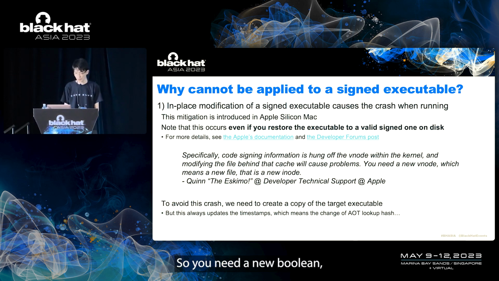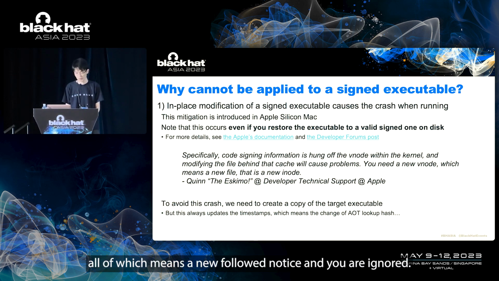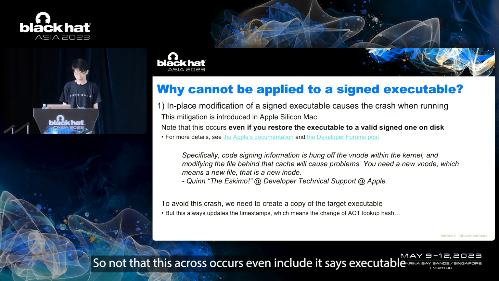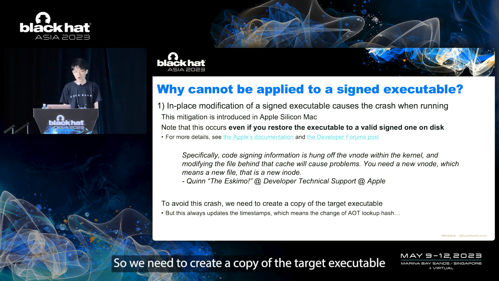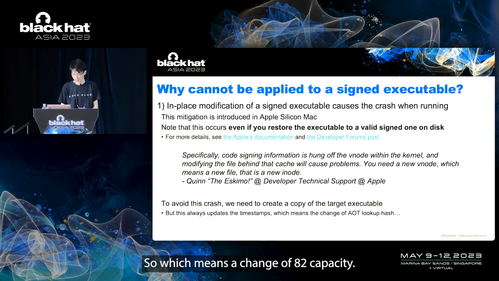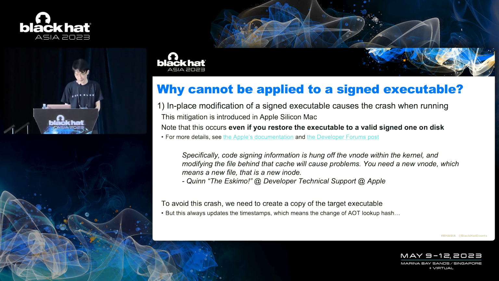So you need a new vnode, which means a new file, that is, a new inode. Note that this crash occurs even if you restore the executable to a valid signed one on disk. So to avoid this crash in AOT poisoning, we cannot perform in-place modification via mmap. So we need to create a copy of the target executable, but this always updates the timestamps, which means a change of AOT lookup hash.